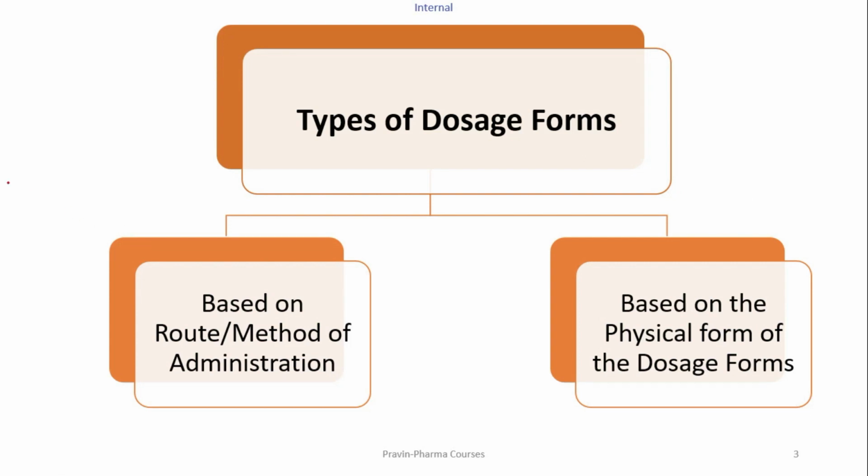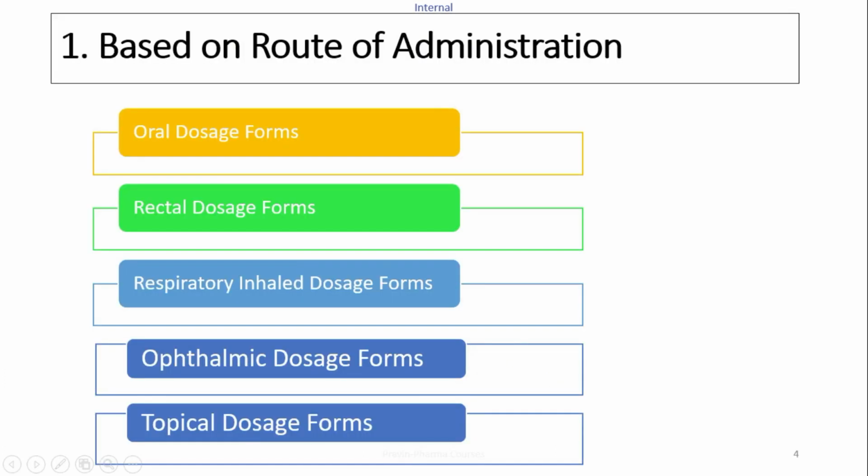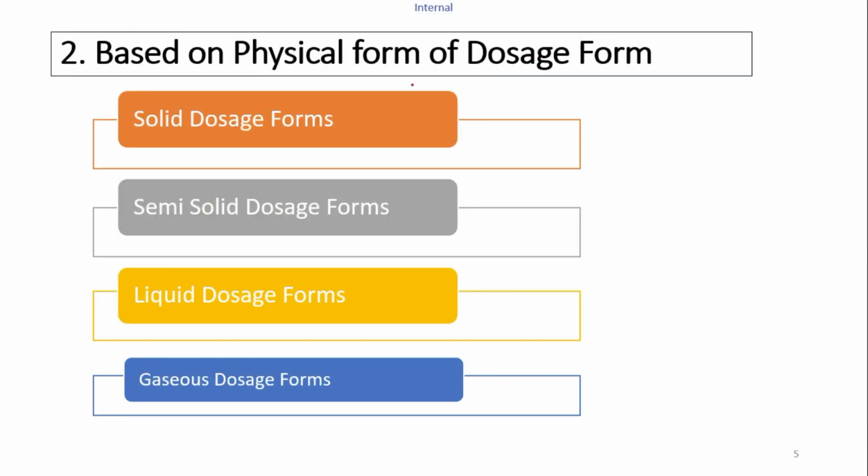Typically, the dosage forms are divided into two types. One is based on route or method of administration and the other is based on the physical form of dosage forms. So this is very important to remember. These are the types based on route of administration, and another we have based on physical form of the dosage forms are these types.